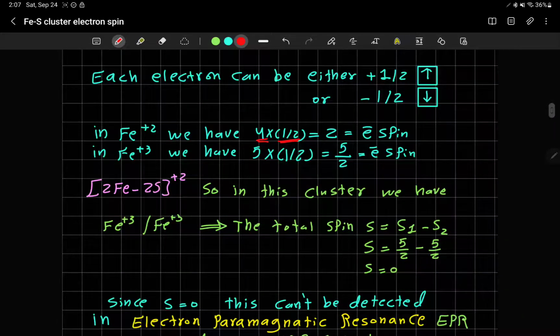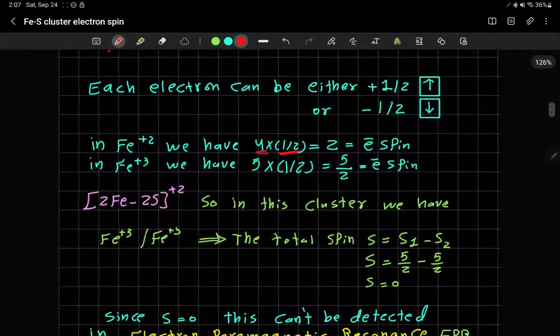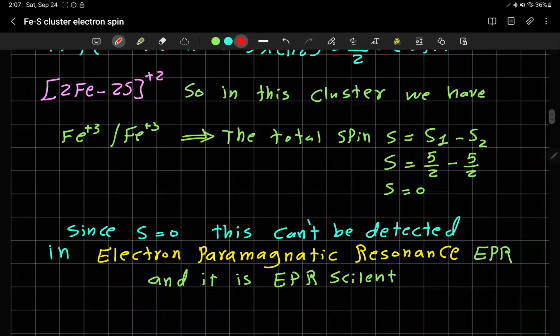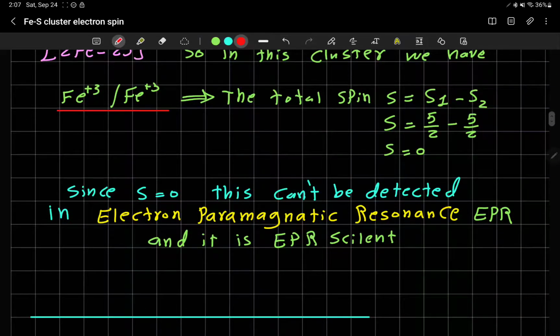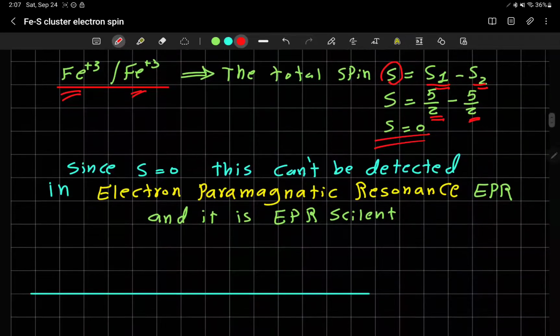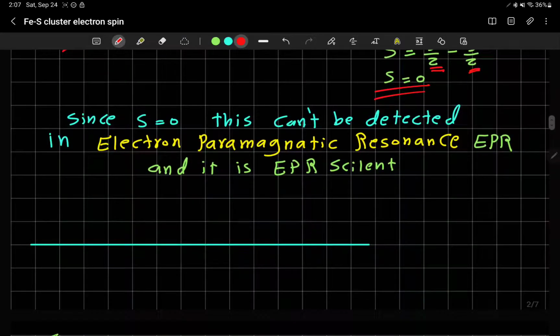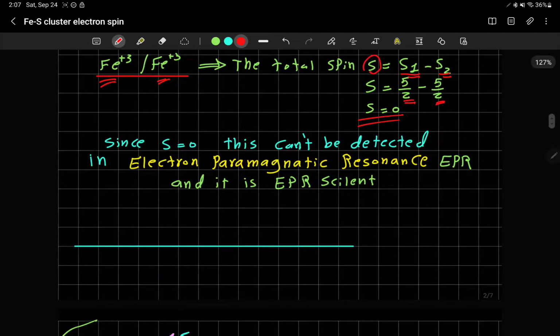And in this case of the 2Fe-2S cluster that we are studying now, we have this couple that we saw, and the total spin of this cluster will be the spin of the first iron minus the spin of the second iron. Meaning we will have the spin of the first Fe3+, 5/2, and the spin of the second one, 5/2, and the total spin is 0. In this case, when the total spin is 0, we call it EPR silent. It cannot be detected.